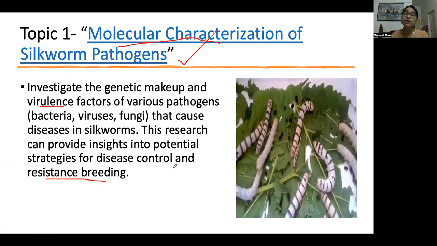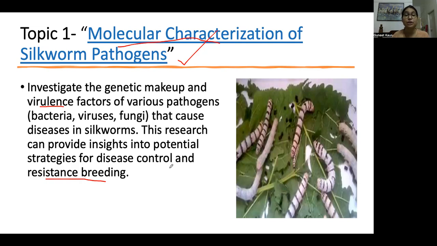Okay, so why have I put this elaboration on the topic? Because whenever we choose a topic for research, it has to be beneficial to the environment. How is it affecting the environment? That is one of the main things, right? So when we talk about molecular characterization of silkworm pathogens, this will provide an insight into potential strategies, like how different strategies are incorporated for disease control and resistance breeding.